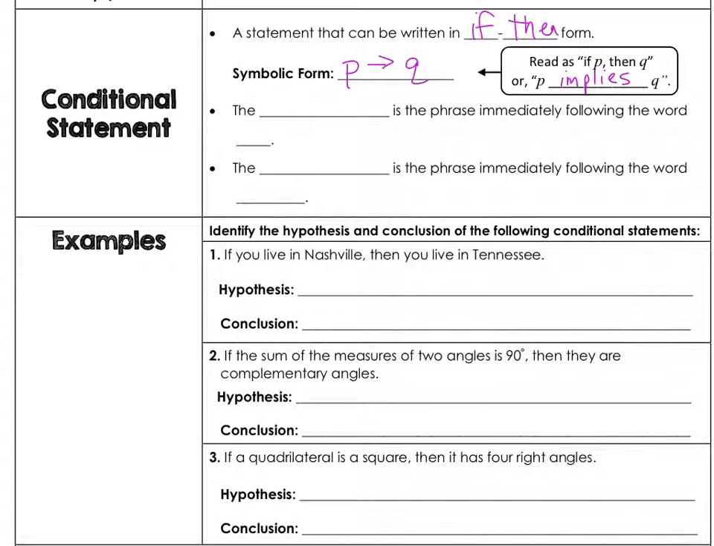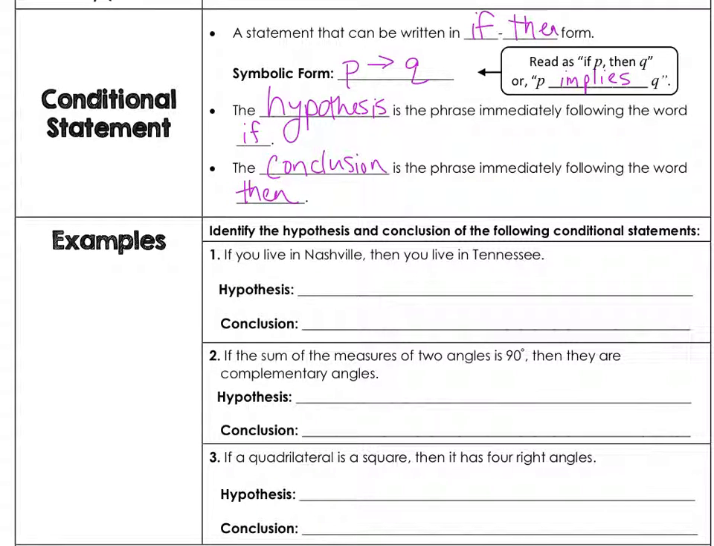There will be a first half of your sentence and a second half of the sentence. The first half of your sentence is going to go with the if, and that is the hypothesis. It goes with the if part of your sentence. And the conclusion will be mostly at the end, and it will go with the then part of your sentence.